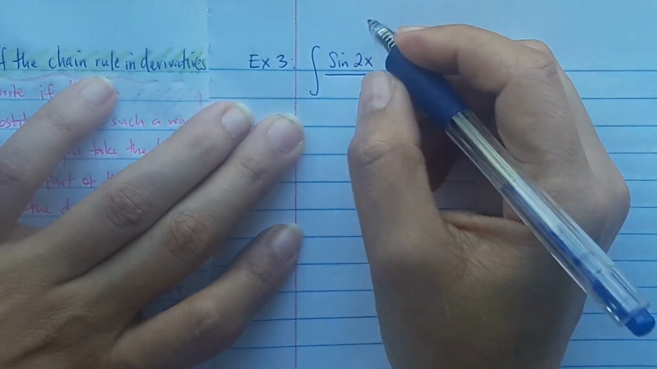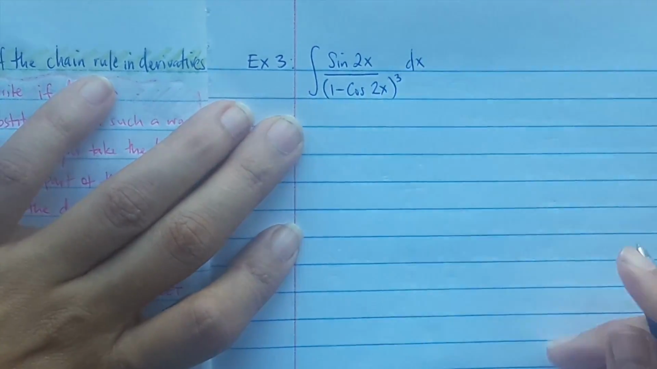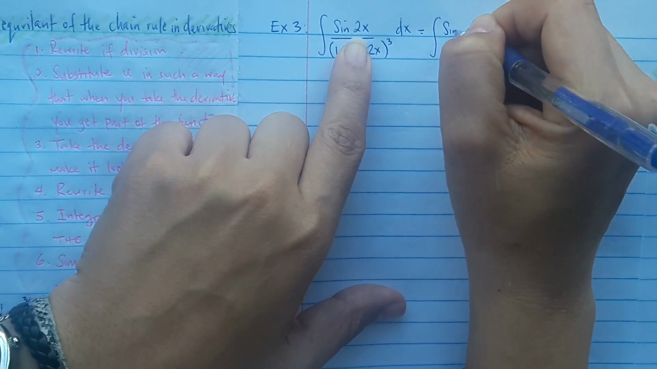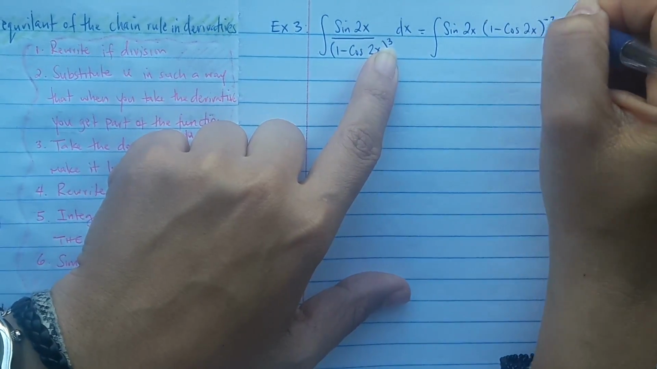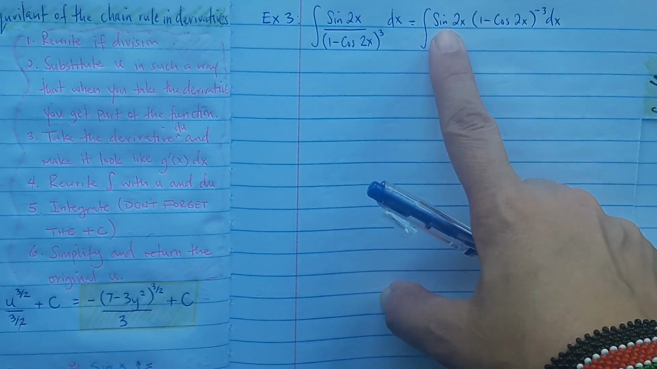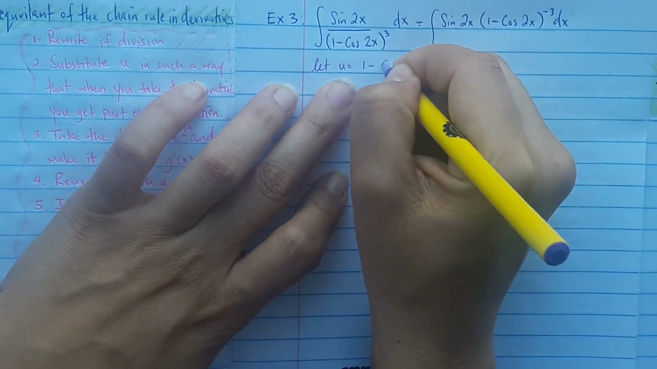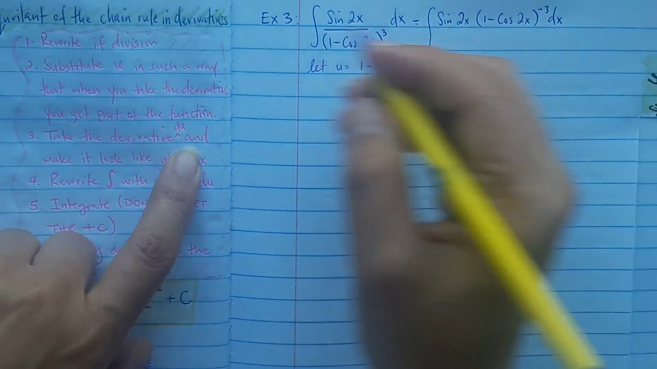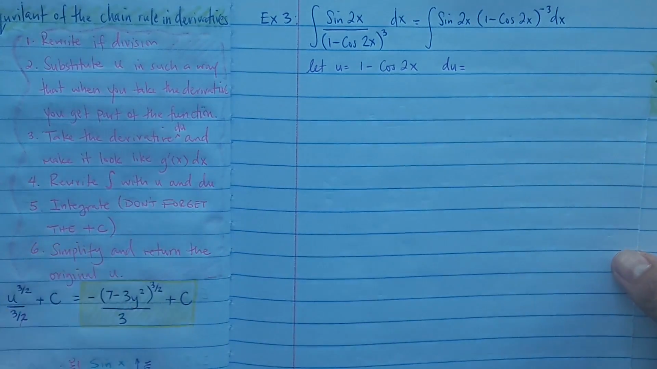A few more examples. Let's say you have this function. Anytime I have division, I'm going to rewrite the division and put it on top, basically. So you're going to get sine 2x, and then the whole bottom to the negative 3, because you brought it up. You want u in such a way that when you take the derivative, you get something that's going to get rid of the other part of the function. So let u equal 1 minus cosine 2x. Now take the derivative of that, so you're going to get du equals, and the derivative of negative cosine would be positive sine x.